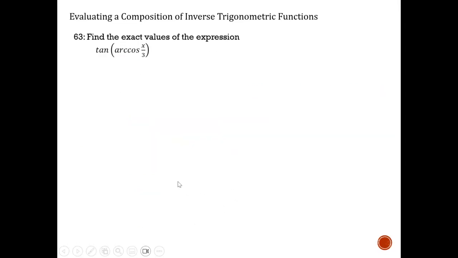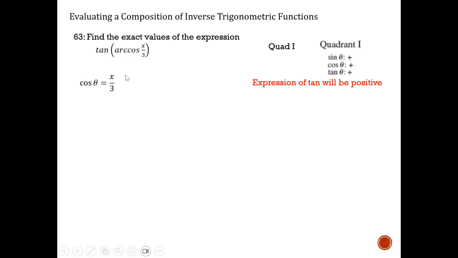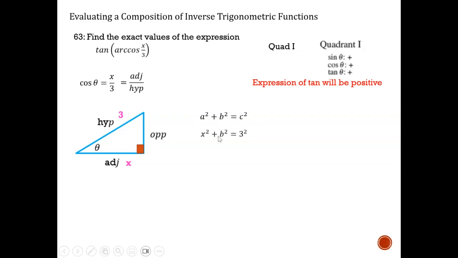Now, let's do one more. Find the exact values of each expression. So again, right, it's quadrant 1 because it's positive. So everything's going to be positive. So from the arc cosine, we're going to get a triangle, which will be adjacent over hypotenuse. The adjacent is going to be x, and the hypotenuse is going to be 3. So we're searching for the opposite. Again, we use the Pythagorean theorem, which will be x squared plus b squared equals 3 squared. So b squared equals 9 minus x squared. We take the square root of both sides, so b equals the square root of 9 minus x squared. That's my opposite.